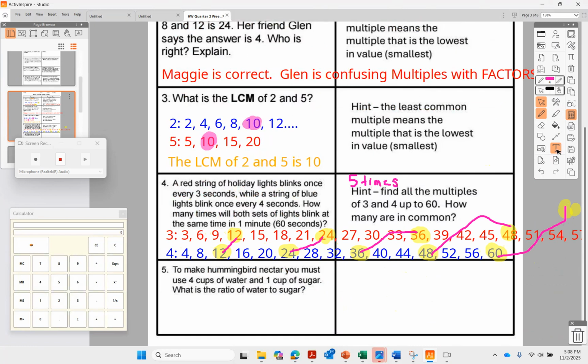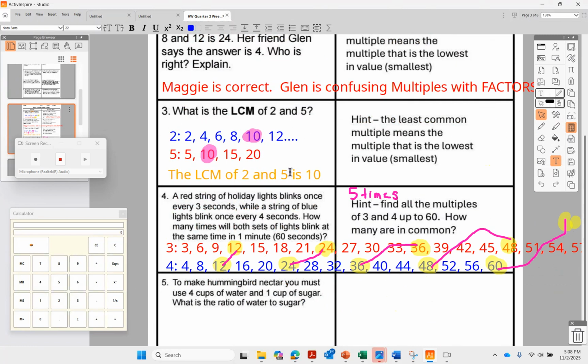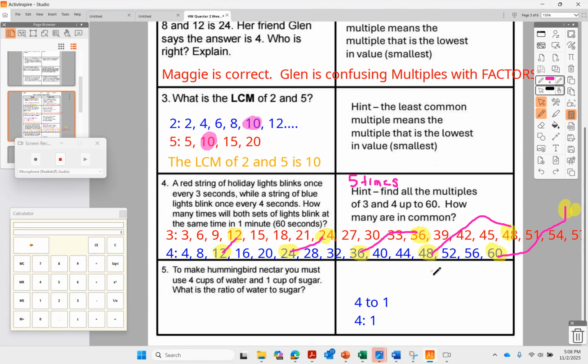To make hummingbird nectar, you must use 4 cups of water to 1 cup of sugar. So what is the ratio? So the ratio is 4 to 1. You could also do it 4 to 1, or you could do, I'm going to try and finger write this, 4 over 1. They did not ask for it 3 ways, but that is it 3 ways.